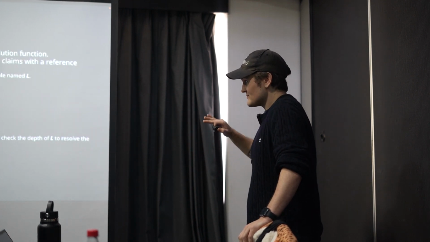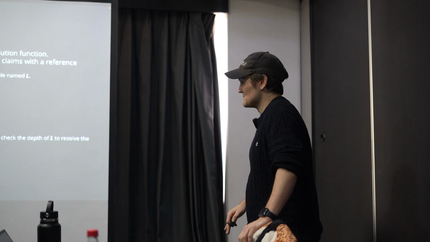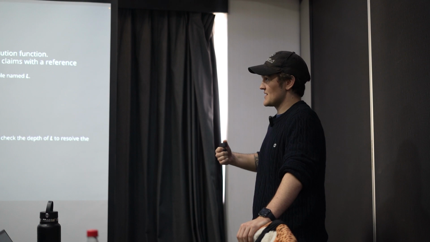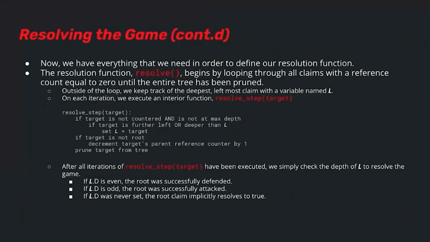And so we can define our resolution function now. The resolution function begins by looping through all claims with a reference count equal to 0 until the entire tree has been pruned. So we have this while loop that sits on the outer side, and that while loop is basically going to keep going until we have no claims that have a reference count equal to 0 in our world state, right? And so on each iteration of that interior loop that's looping through all of the claims with a reference count equal to 0, we're basically going to have this resolve step function.